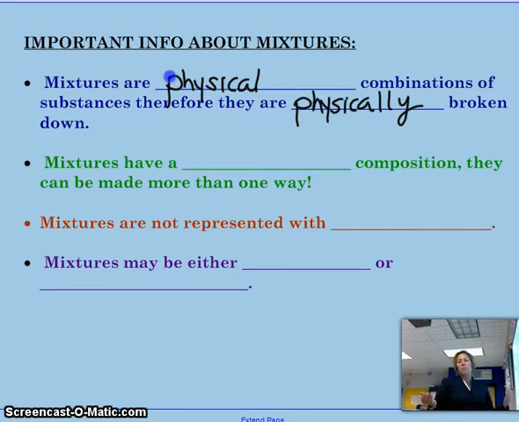Since you can make a mixture any way you want, if you want to make iced tea, you can put in a lot of water and a little bit of sugar, or vice versa. They have a variable composition.